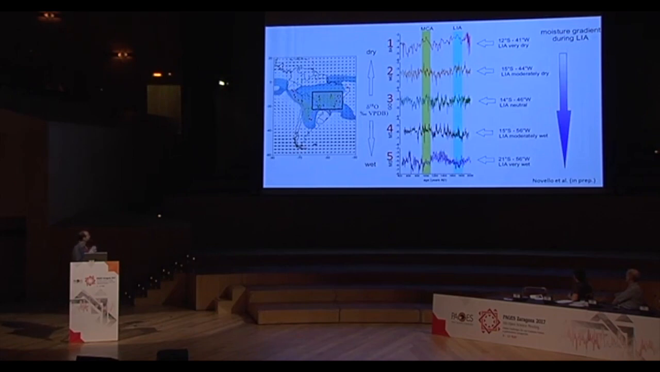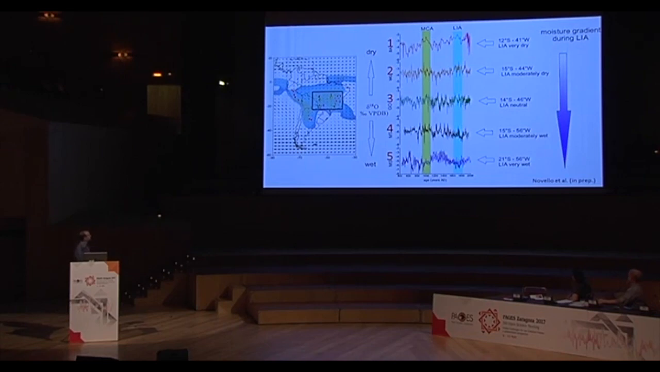And now here, I'm putting all these records in that square together. And we see here, when we compare, the records are actually very different between them. We don't have a common condition in the South American monsoon system. This is very evident during the Little Ice Age period. If you look at point 1 in northeast Brazil, we see very dry conditions. If we go a bit more to south and west, we have moderate dry conditions. And going more to the middle of the square, in point 3, we have neutral conditions, but it basically does not show any features in the Little Ice Age there.